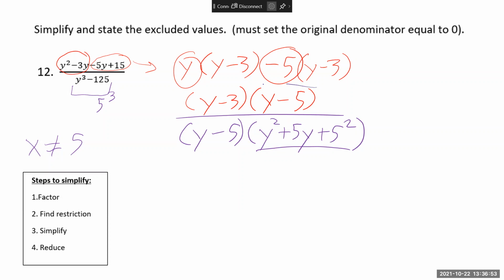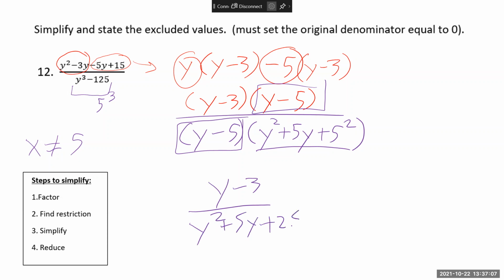But right now, I see a y minus 5 here. Don't put stuff away. I need to show you one more thing. I know we're almost out of time, but I need to show you one more thing. Y minus 5s cancel. Left with y minus 3 over y squared plus 5y plus 25. That would be my final answer.